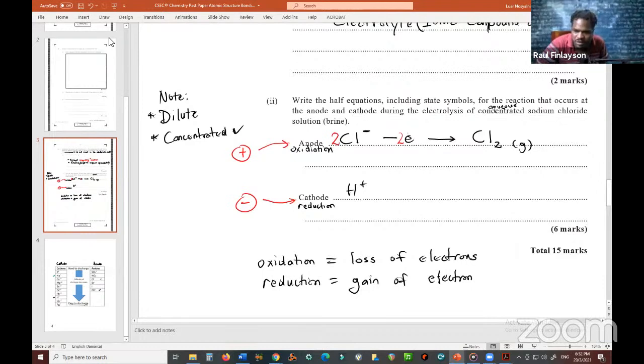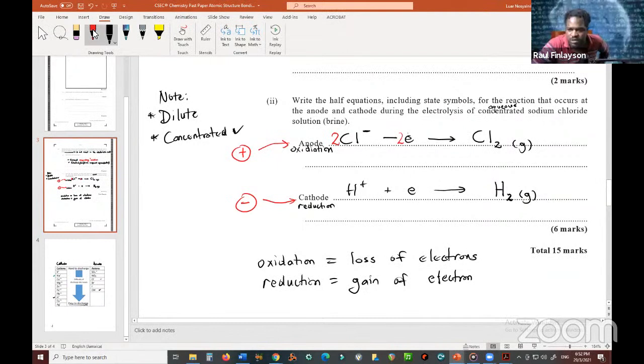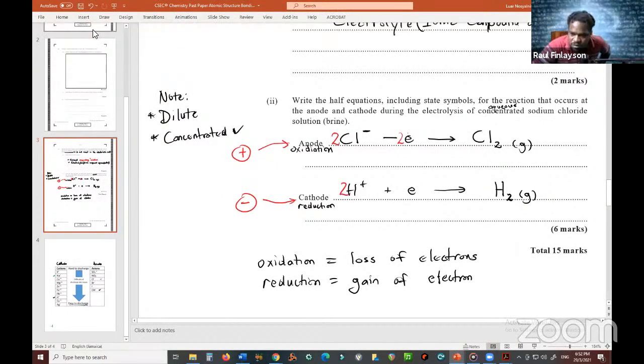If it's hydrogen, this will gain. So you will have H plus, and then of course you add the electrons there, and then you're going to end up with hydrogen gas forming. And remember that hydrogen gas, any gas written as a formula in a reaction, is diatomic. And then we're going to put the gas there. If you have 2 hydrogen, we must have 2 here to begin with. So we have to balance it with 2, and there you go. That's the 6 marks.